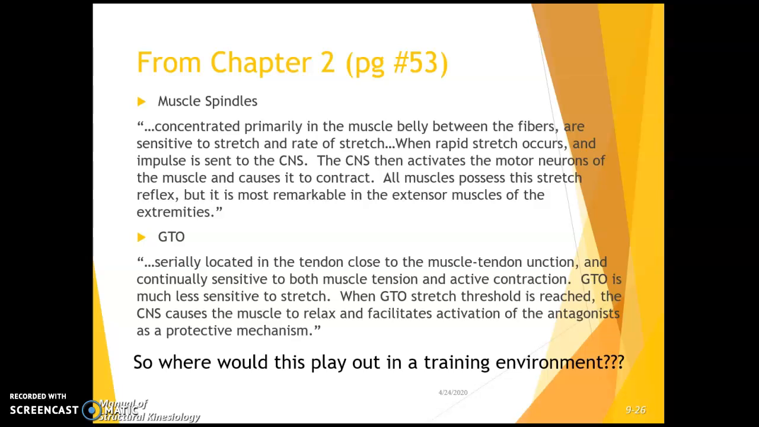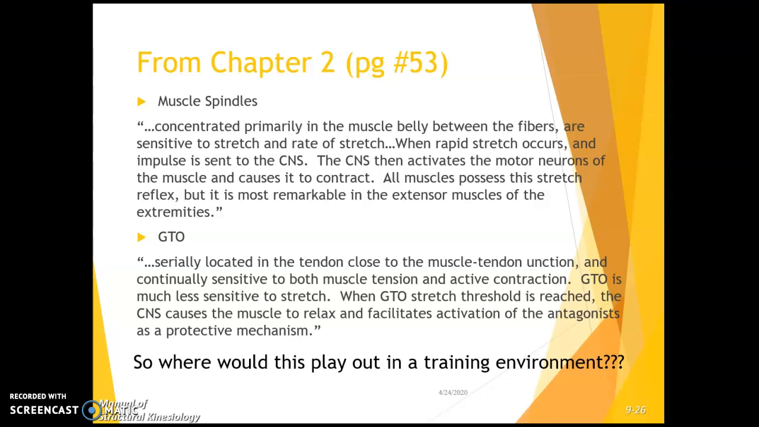Now, one thing I just wanted to point out too is when you look at hamstring and quadricep, they're antagonistic muscle groups. And think back to chapter 2, back on page 53, we talked about muscle spindles and GTO. And you look at this and you go, okay, when you look at the muscle spindles, they're used to measure when there's a rapid stretch. They have a stretch reflex and then they fire the muscle that's being overstretched and cause it to contract.